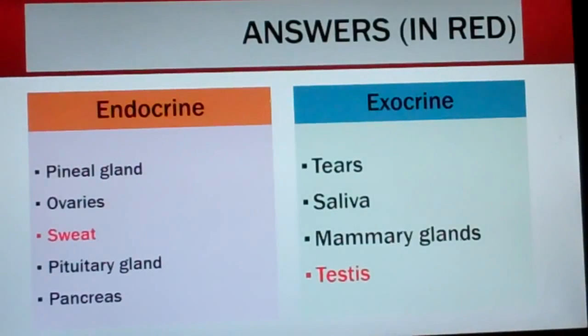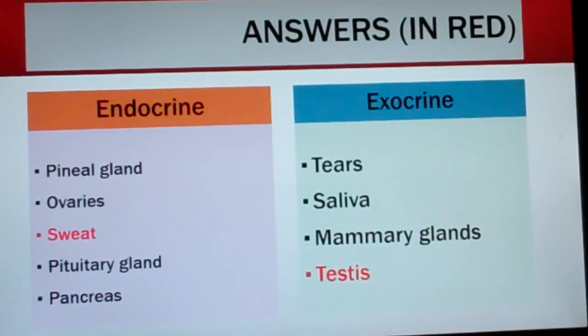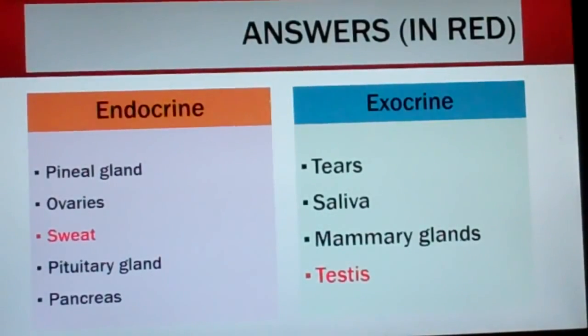The answers are in red. Sweat does not belong in the endocrine system. That's an exocrine. That belongs in the exocrine. And testes are in the endocrine system, not the exocrine.